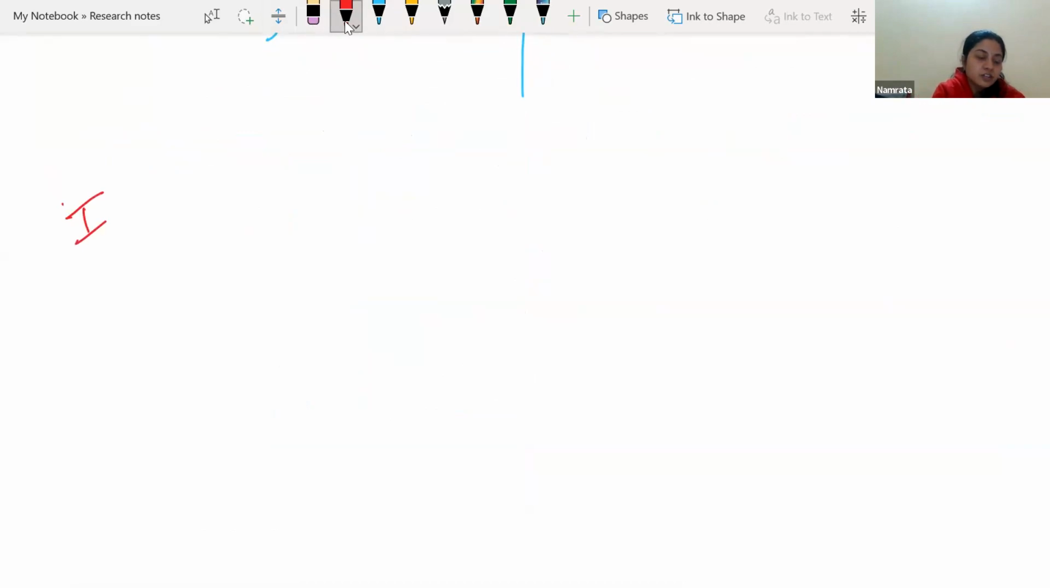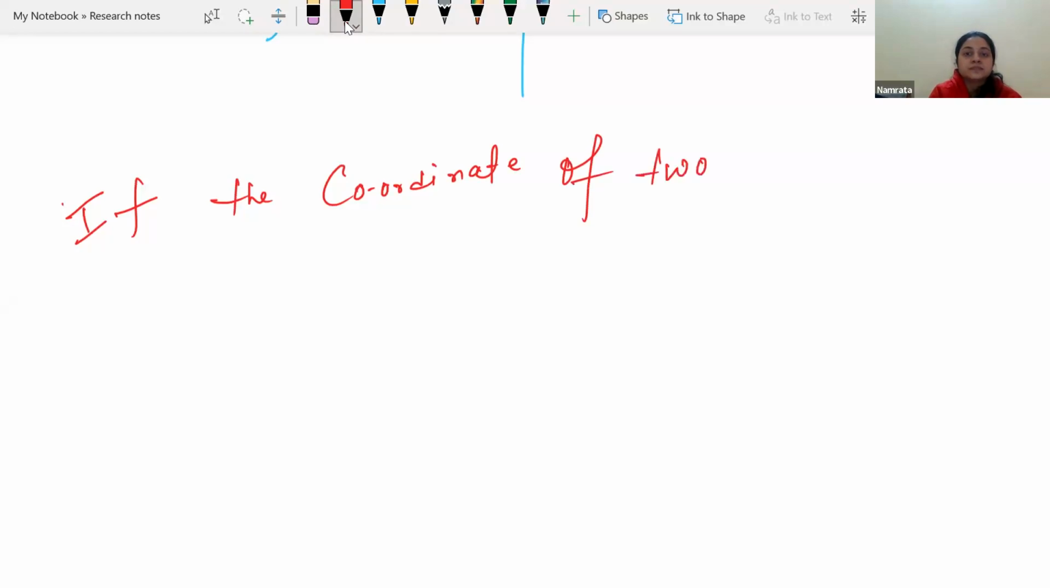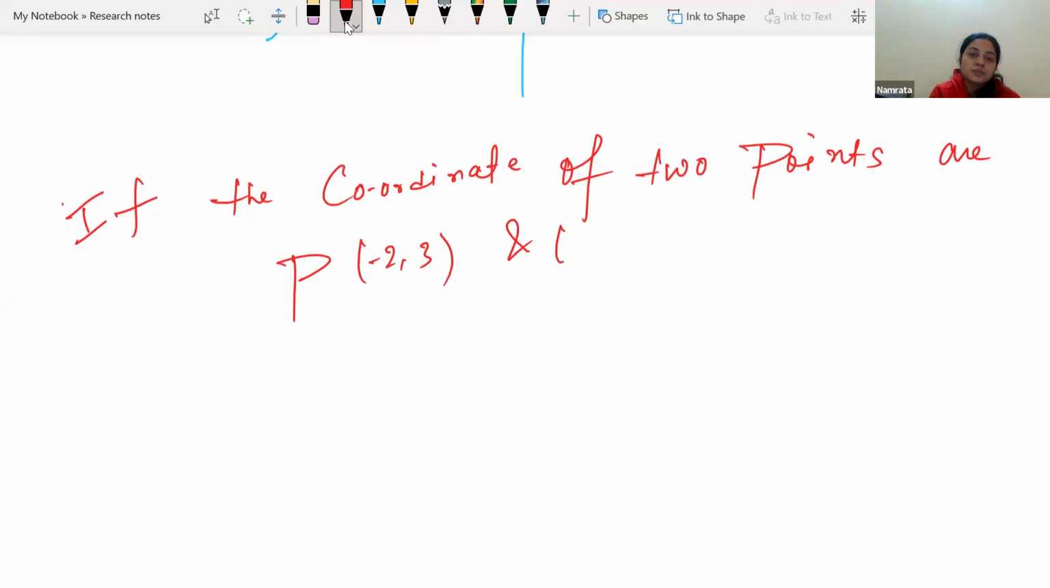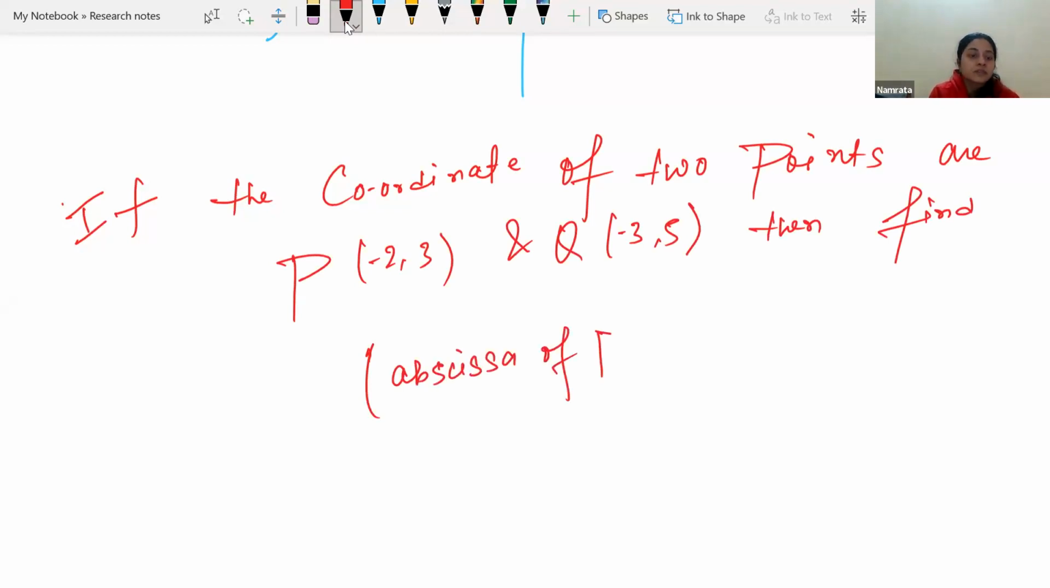A very basic question. If the coordinates of 2 points are P (-2, 3) and Q (-3, 5), then find the abscissa of P minus the abscissa of Q.